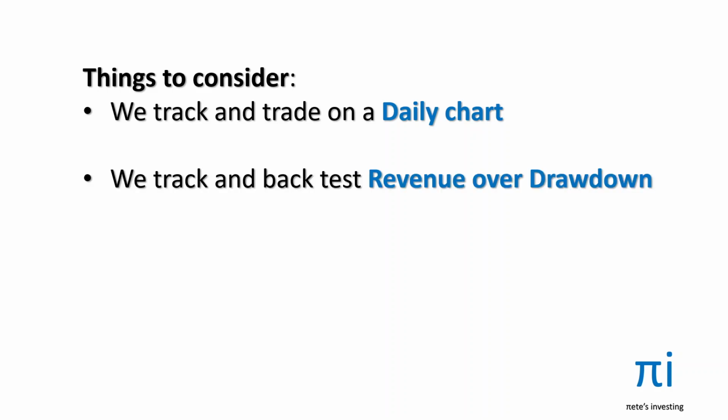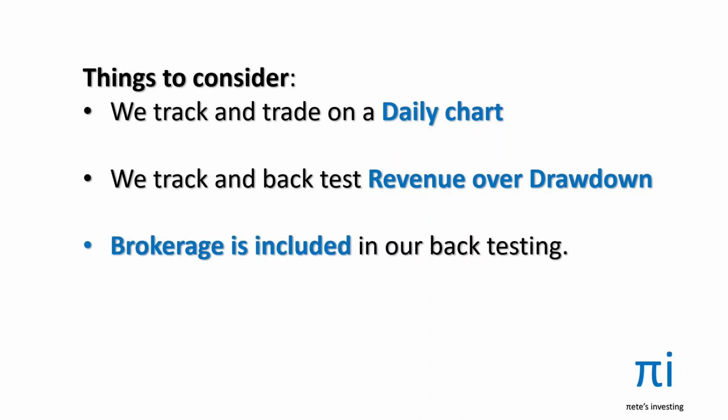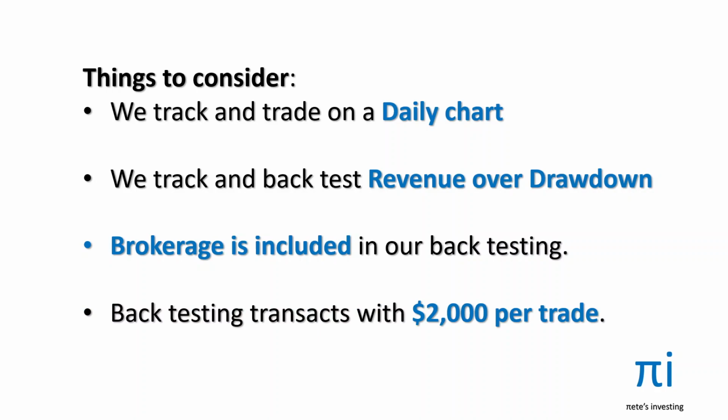We also track and back test for revenue over drawdown requirements. This helps to optimize our returns with less exposure. We include brokerage in our results for backtesting, and I transact with $8 transactions from my broker. You need to look at your broker costs and factor that into any testing you do. And lastly, our backtesting transacts with $2,000 per trade. So when we buy, we spend $2,000 each time we buy.